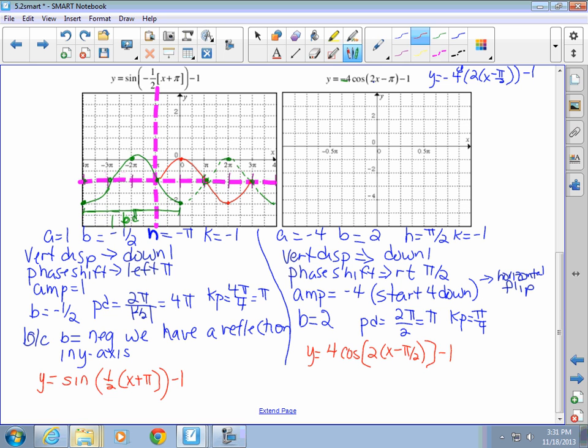So again, you start with your vertical displacement and phase shift. So my vertical displacement says I have to go down 1. So that puts me here. My phase shift says I'm going right pi over 2. So I'm going here. Okay, so now I do my normal graph.